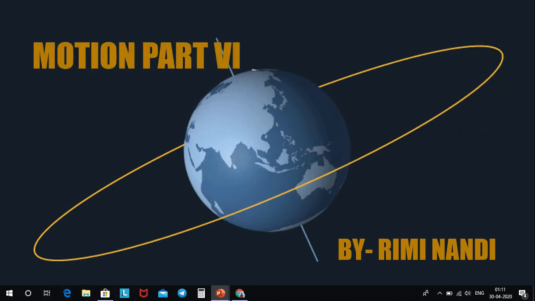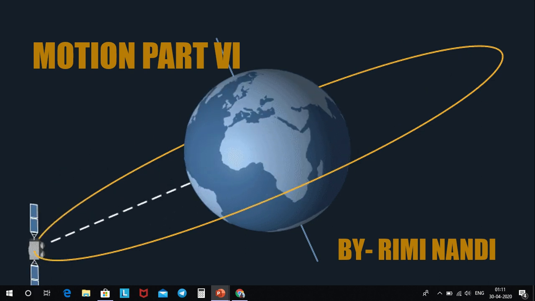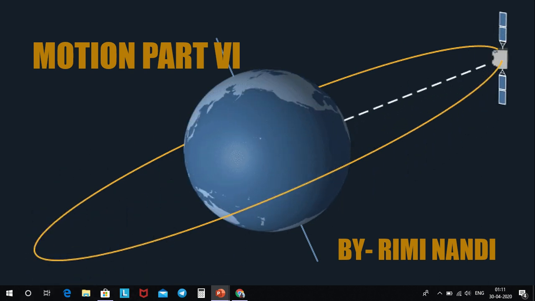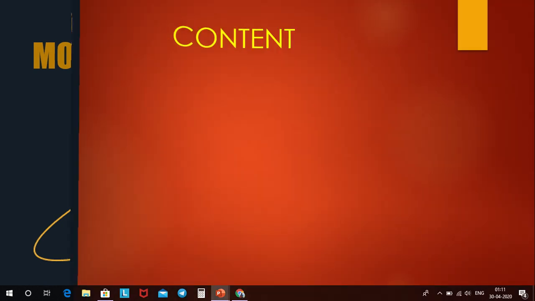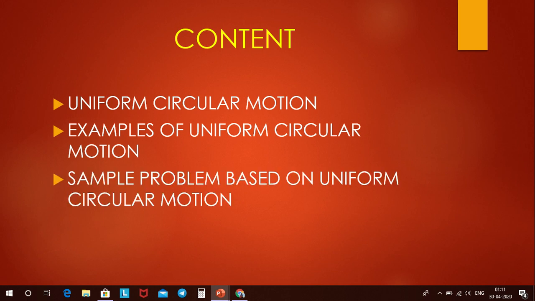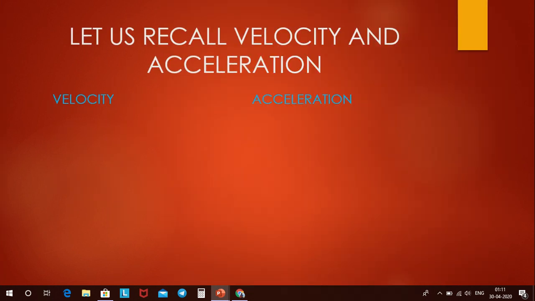You should revise the topics, and this time we are going to do the last part of the chapter, that is motion part 6. Students, this time we are going to cover up uniform circular motion and examples of uniform circular motion, and after that we will study about a sample problem based on uniform circular motion. So this time we are mainly going to focus on uniform circular motion.